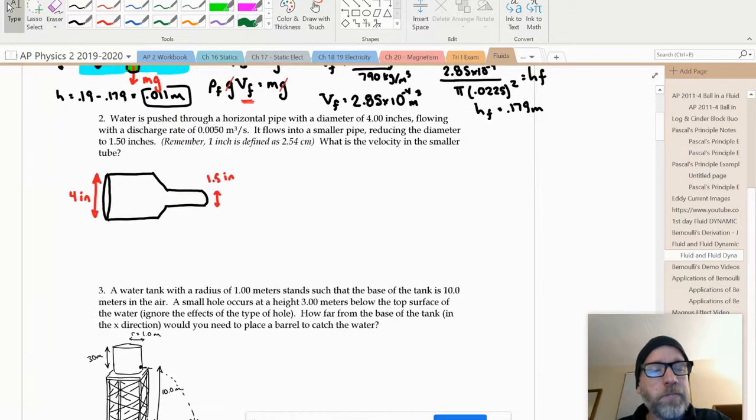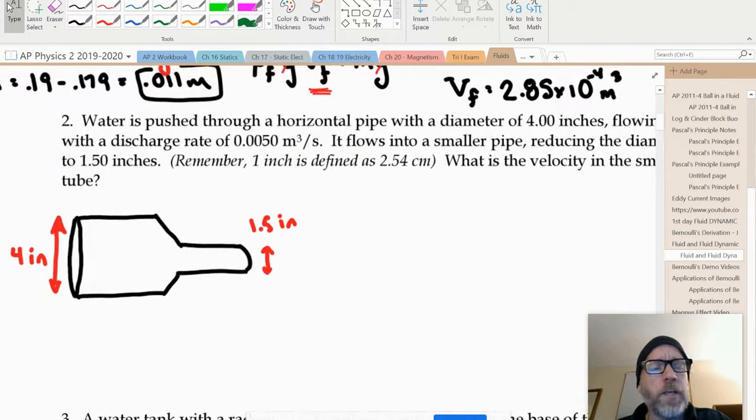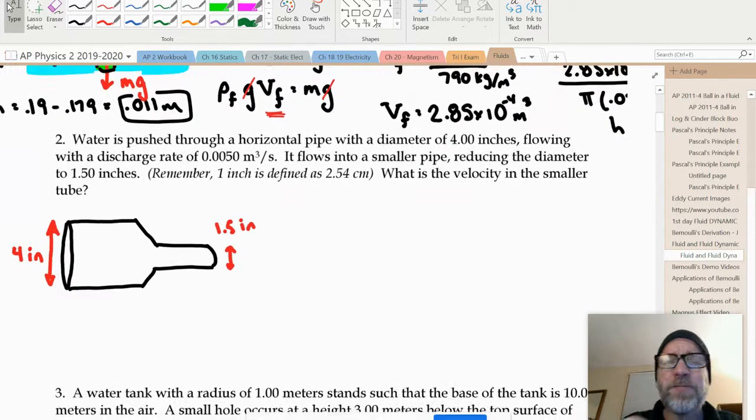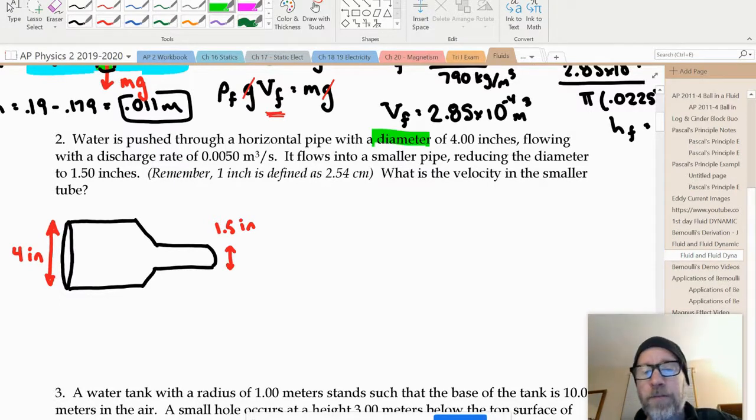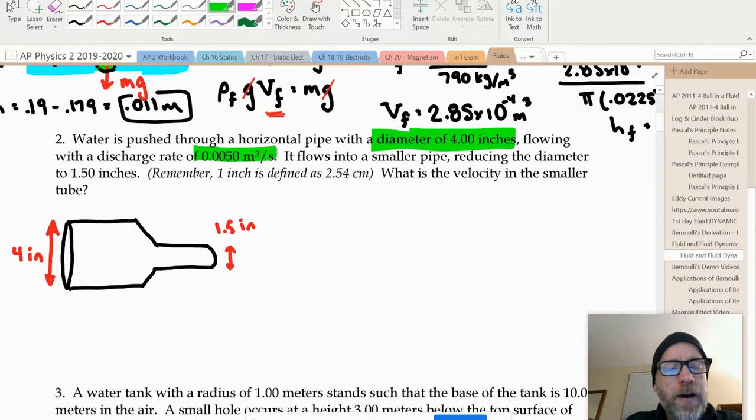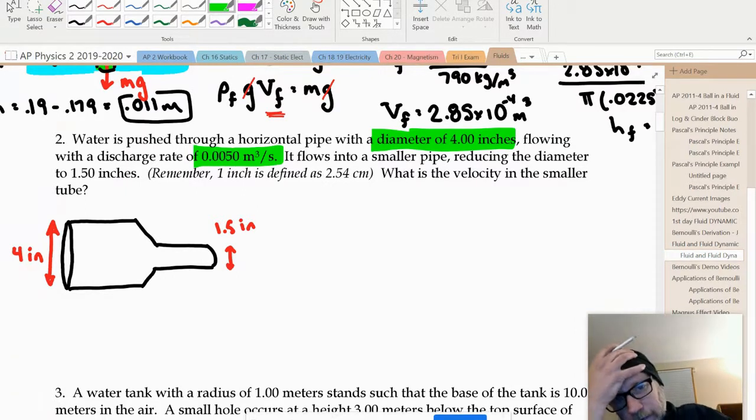Number 2, water is pushed through a horizontal pipe with a diameter. Diameter? What the heck? Whoever made this was just a jerk. Oh, that was a diameter of 4 inches, flowing with a discharge rate of 0.0050 meters cubed. It flows into a smaller pipe, reducing the diameter to 1.5 inches. What's the velocity in the smaller tube?